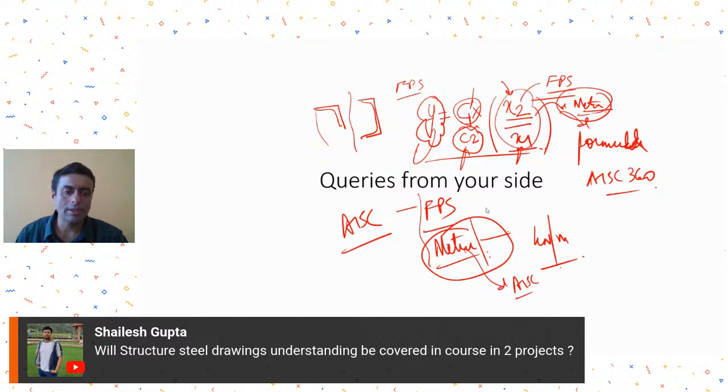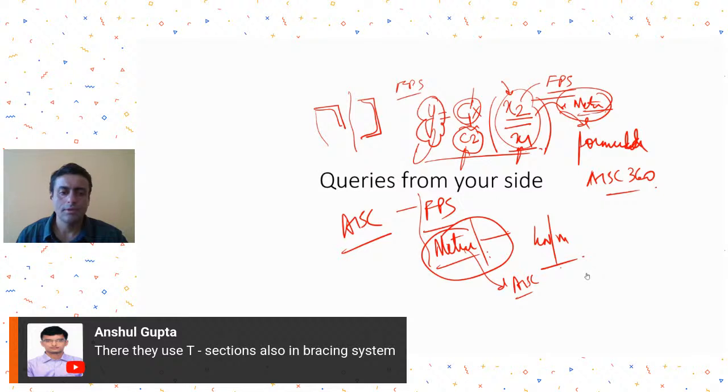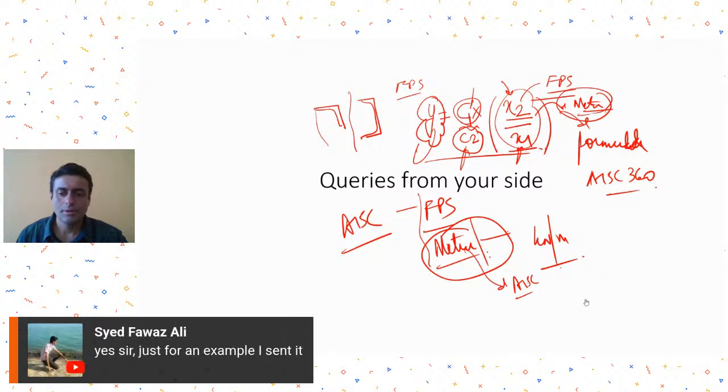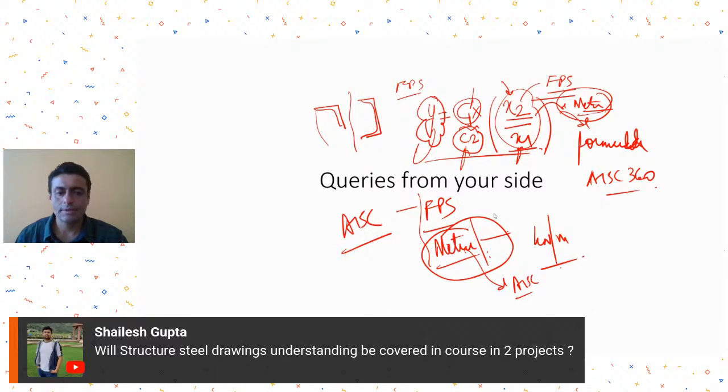Mr. Shailesh Gupta is asking, will structural steel drawing understanding be covered? See, I would say we will have a brief discussion on the structural drawings, but not in a lot of detail, because then it requires a very comprehensive discussion, which we may not be able to do, but we will have a brief understanding about it. Okay. Yes. Anything else?